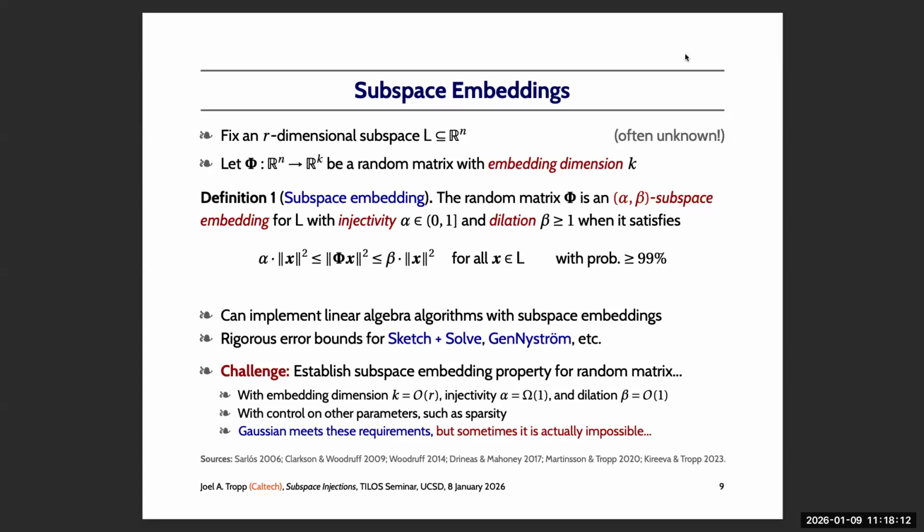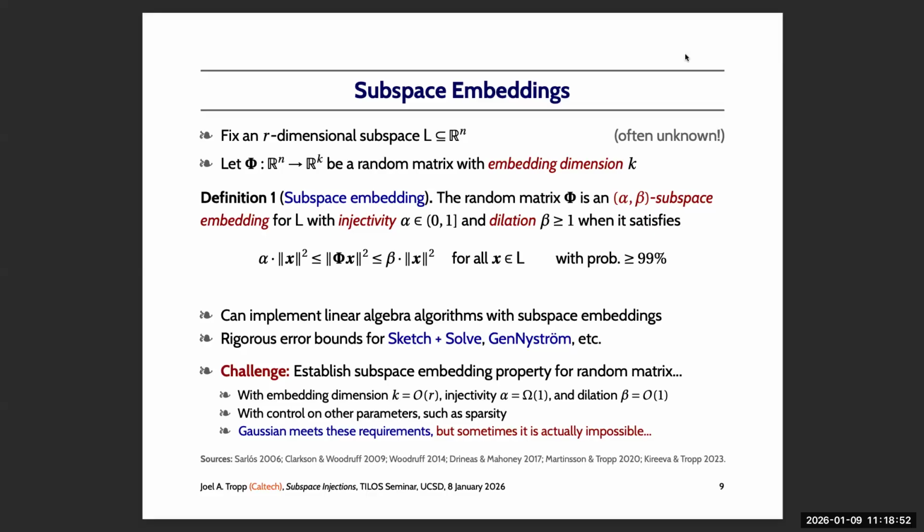Now we say that the random matrix is a subspace embedding for that subspace if for every vector in the subspace, the embedding of the vector has about the same norm as the original vector. So we preserve the norms of vectors after embedding up to these swap factors of alpha and beta. And this is true for all of the vectors at the same time with high probability. Okay, so that's a subspace embedding. We're preserving the geometry of the subspace L after reducing its ambient dimension from n to k.